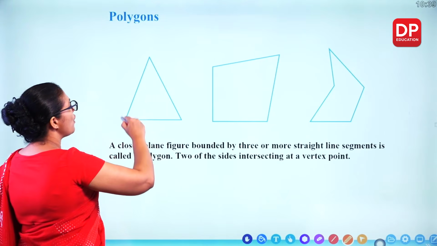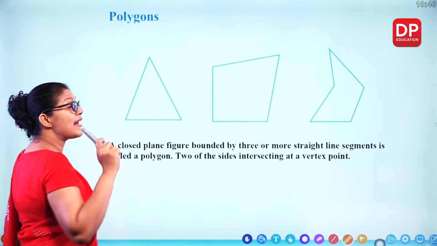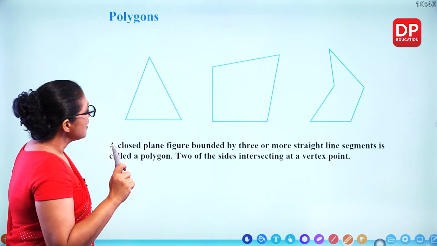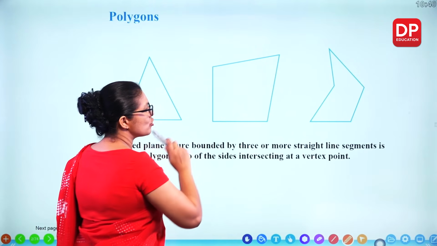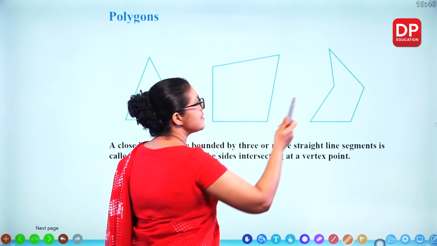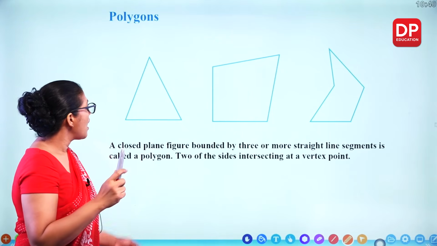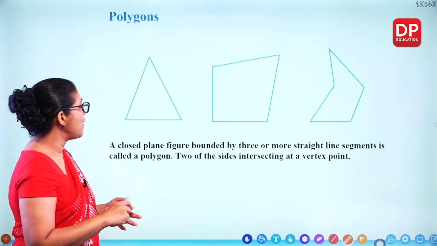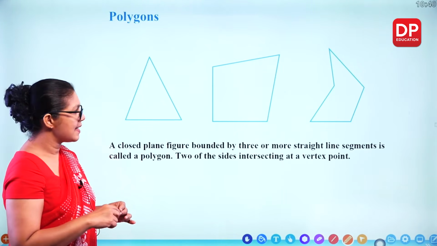So here this is a polygon with 3 lines. So all lines are straight lines. And here this one, 4 lines. So that's also a polygon, and here 5 lines, that's also a polygon. So what is a polygon? A closed plane figure bounded by 3 or more straight line segments.